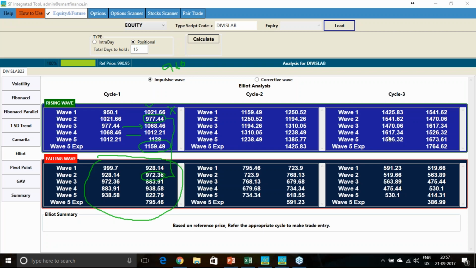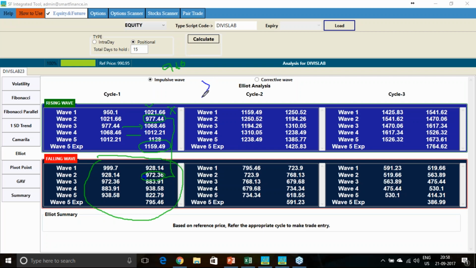If you have entered, very carefully understand this pattern. If you have entered a trade, just wait till 972. If this 972 is broken, you entered somewhere at 950, 960, wherever, and it has gone up, now it is 991. From here, once it retraces back to 972, your hope will be diminished. You will not be moving in the rising impulsive pattern. Maybe you are moving in the falling impulsive pattern.